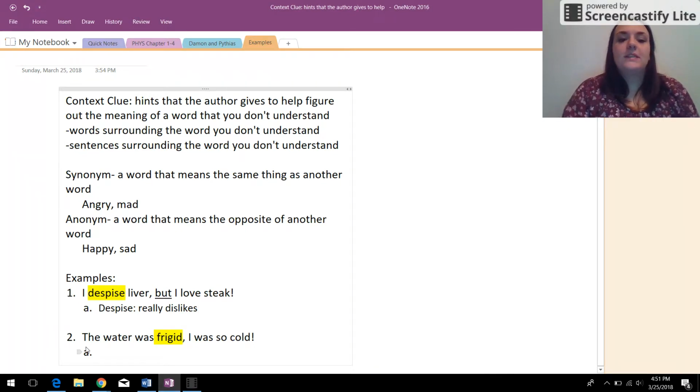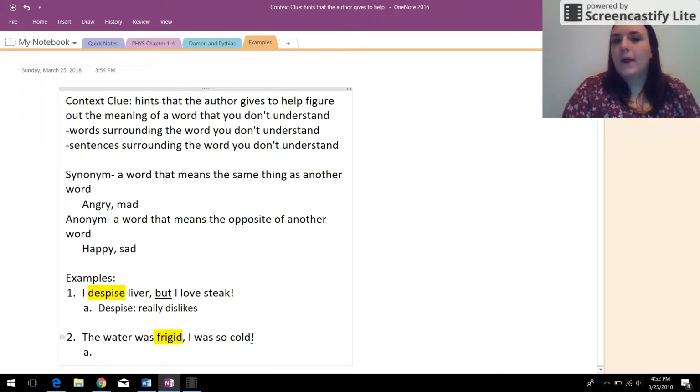So an example of a synonym context clue is, "The water was frigid. I was so cold." We're trying to figure out the word frigid. If we're looking, there's two parts of this sentence, right? The water was frigid is the first part. The second part, I was so cold.